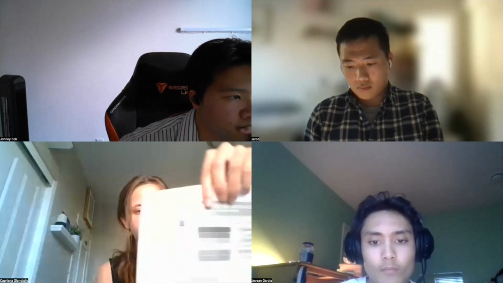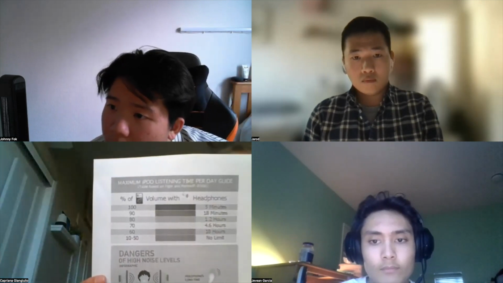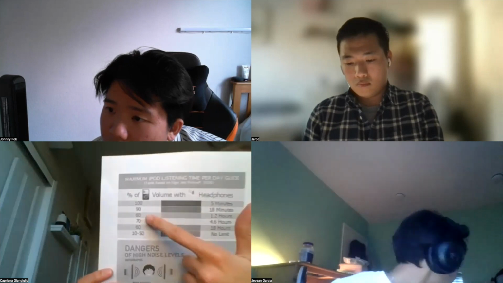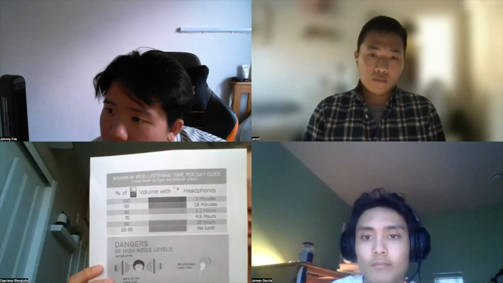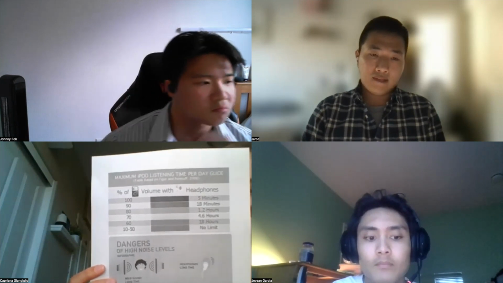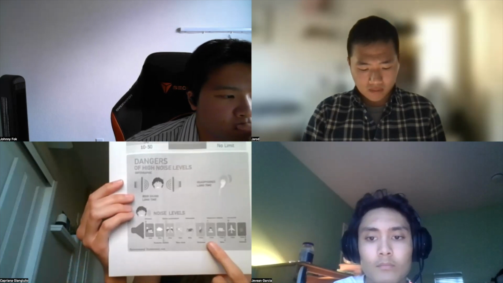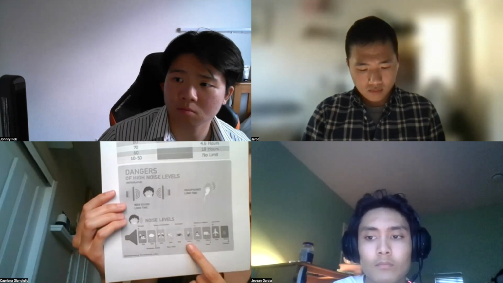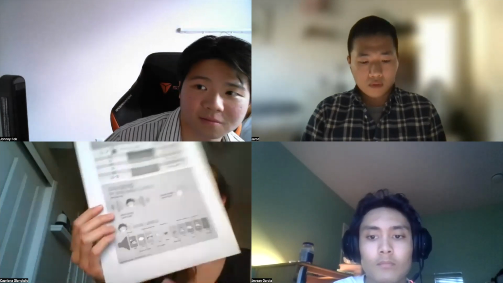Here you can see that it talks about how listening to volume at 100% should not exceed 5 minutes, or else irreversible damage can occur. And also, listening to music on max volume is actually more harmful than hearing a chainsaw near you or a motorcycle revving its engine.